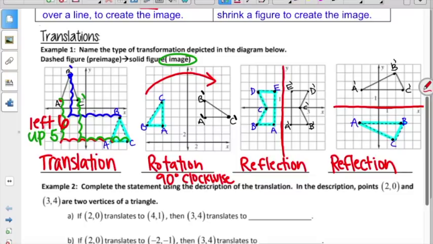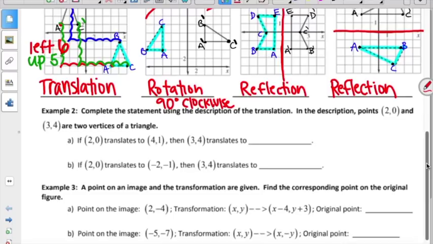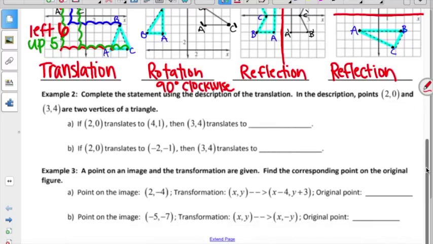Okay, we're going to complete the statement using the description of the translation. In the description, points (2, 0) and (3, 4) are two vertices of a triangle, so 2 points on a triangle. So if (2, 0) translates to (4, 1), then what would (3, 4) translate to?